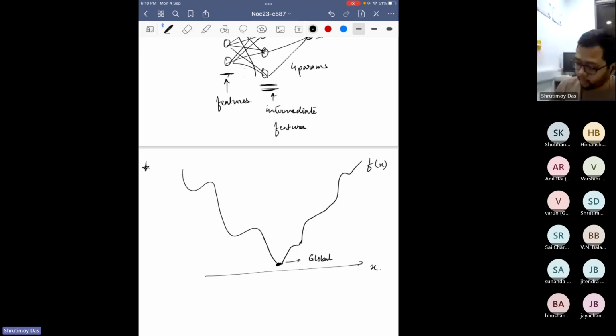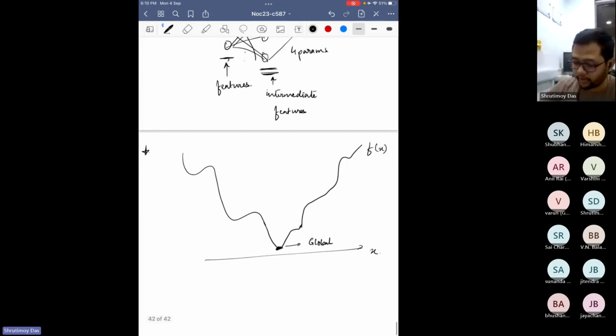So global minima is the point of the loss. Whenever you are working with machine learning models, the loss is generally in some sort of a curve. Suppose this is some curve, and this is the minimum that the loss can get. You cannot go lower than this, right? This is known as the global minima. This is the best that your function can do.